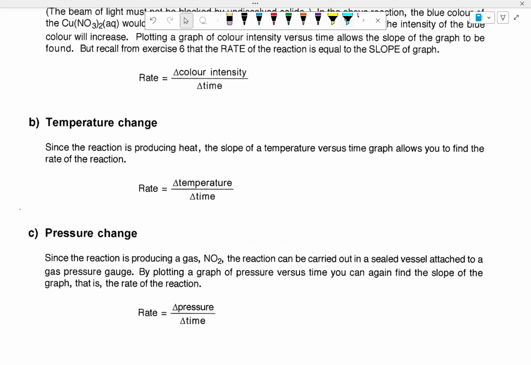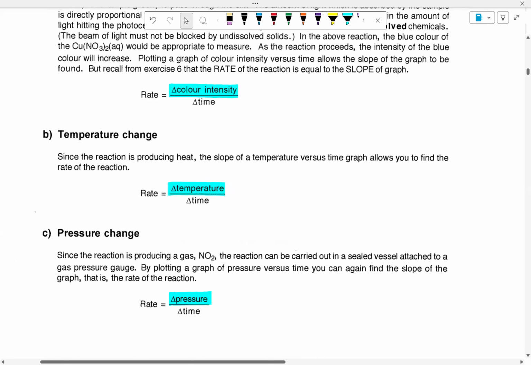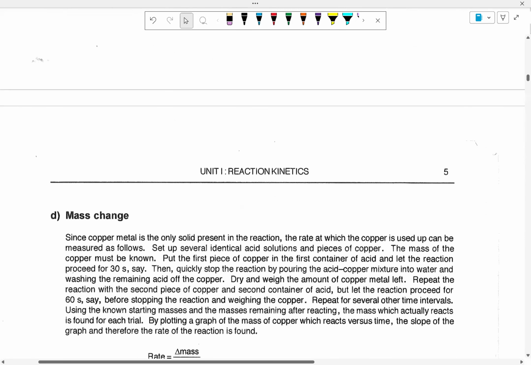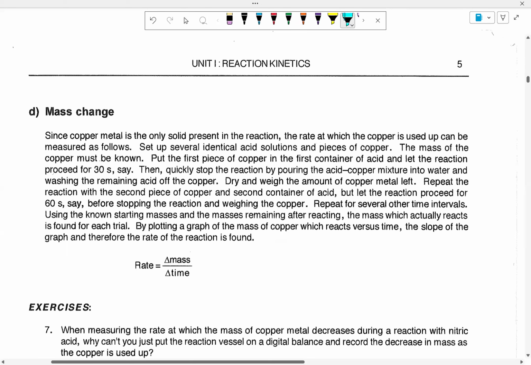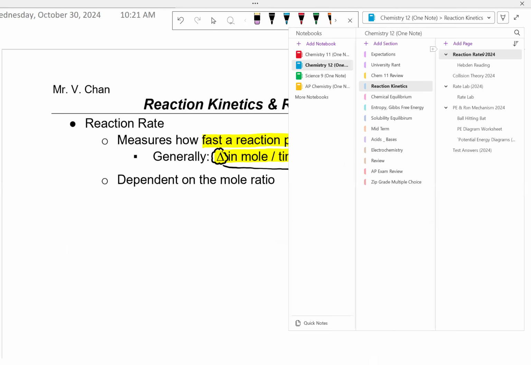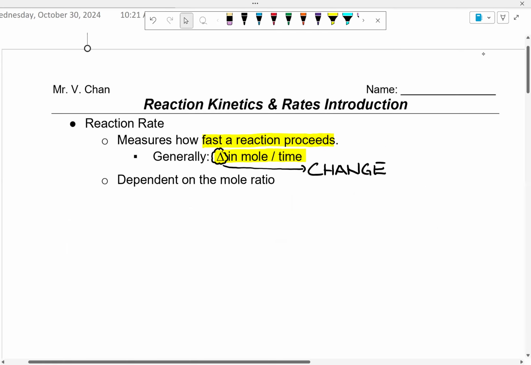Notice in these 3 characteristics, you are talking about a change in color intensity, or change in temperature, or change in pressure, but all of those are a change over time. The last way that you can measure it is a mass change. They also have a mass change here, so you can measure a change in mass, but the majority of times when we talk about the rate of a reaction, we're focusing mainly on the change in moles.